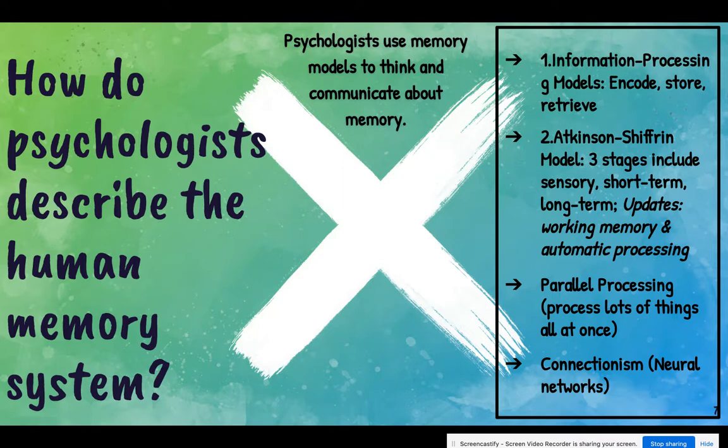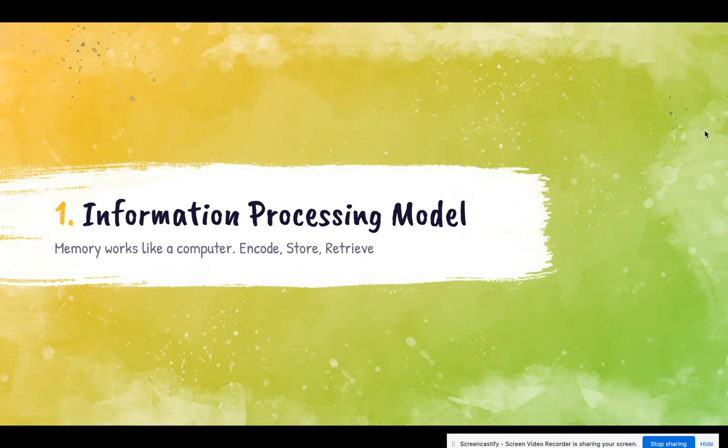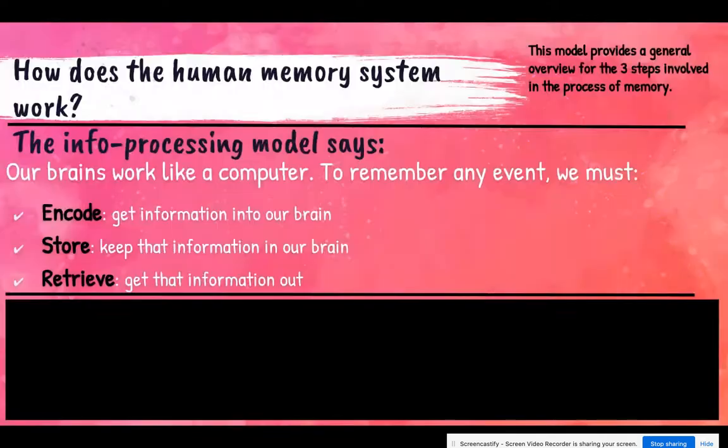We're going to look at the information processing model, the Atkinson-Shiffrin model, and then we also need to include an understanding of parallel processing and connectionism. So let's look at the information processing model. This model claims that memory works like a computer, meaning it has three things that it needs to accomplish. It needs to encode, store, and retrieve. So essentially, this model is providing us an overview of 3 steps that are involved in the memory process.